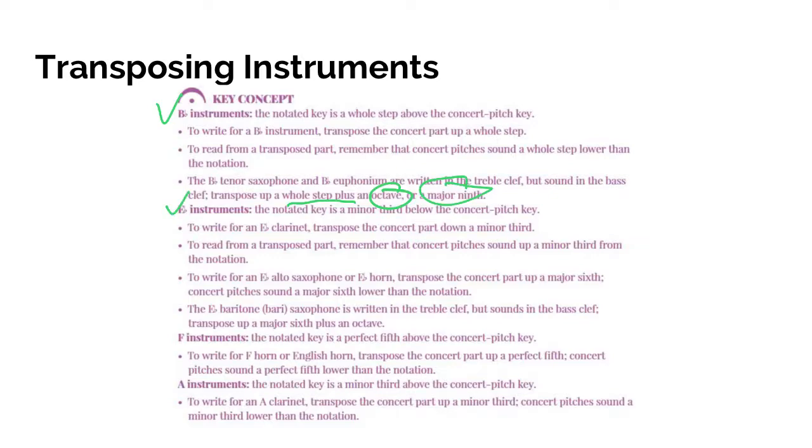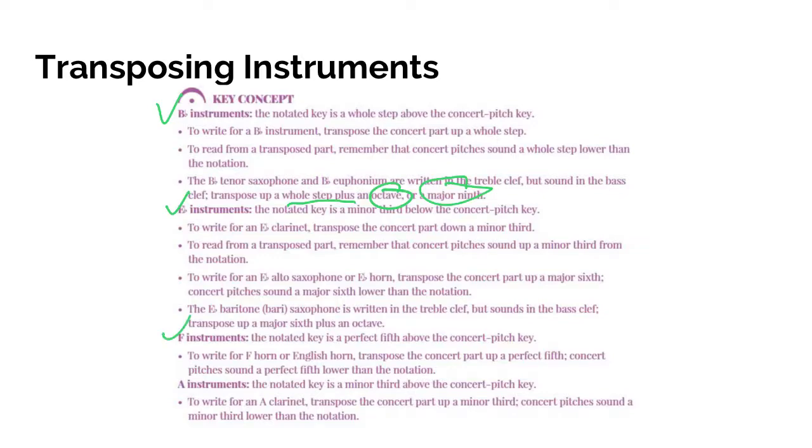E-flat instruments, the notated key is a minor third below the concert pitch key, okay? So to write for an E-flat clarinet, transpose the concert part down a minor third. So if we were in the key of E-flat, you would write in C, okay?